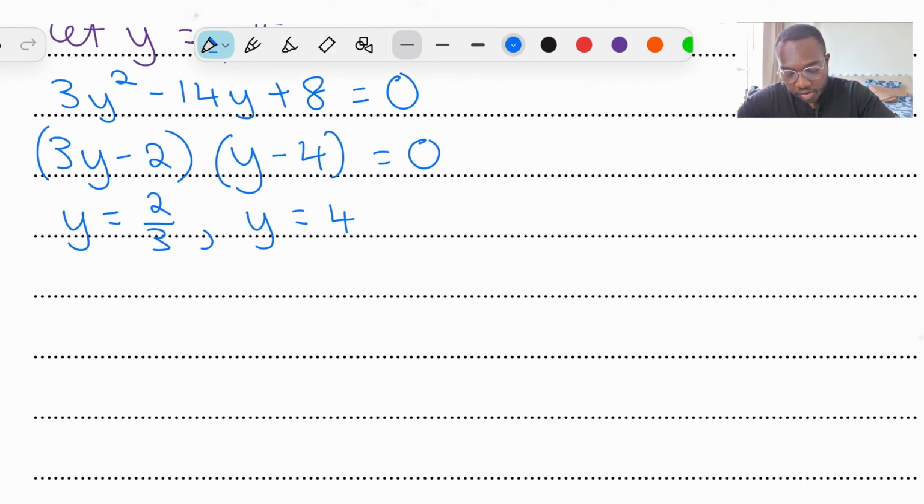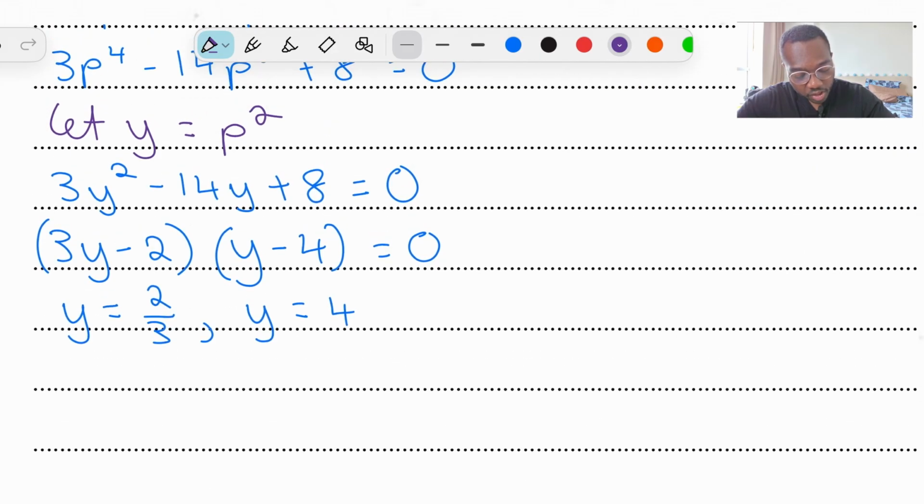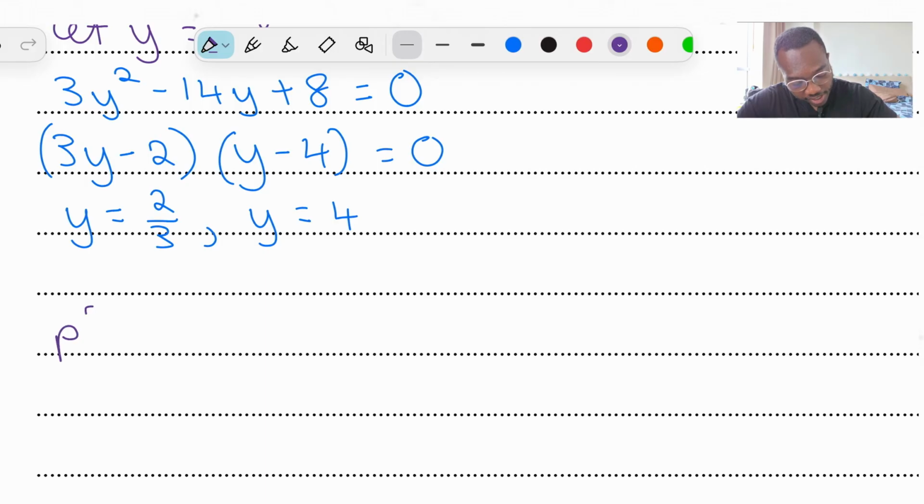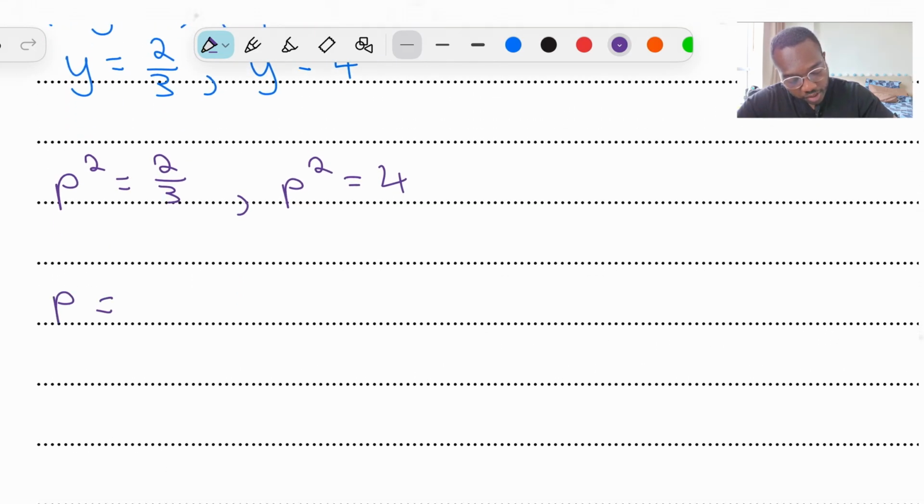But we're not done yet because obviously we used substitution, so we have to put back in our original value. So remember, we said that y was equal to p squared. So now that means that p squared is equal to 2 over 3, and p squared is also equal to 4. Therefore, if we square root both sides, we get p equal to plus or minus root 2 over 3. And then again, with the 4, we get p is equal to plus or minus the square root of 4, which is 2.